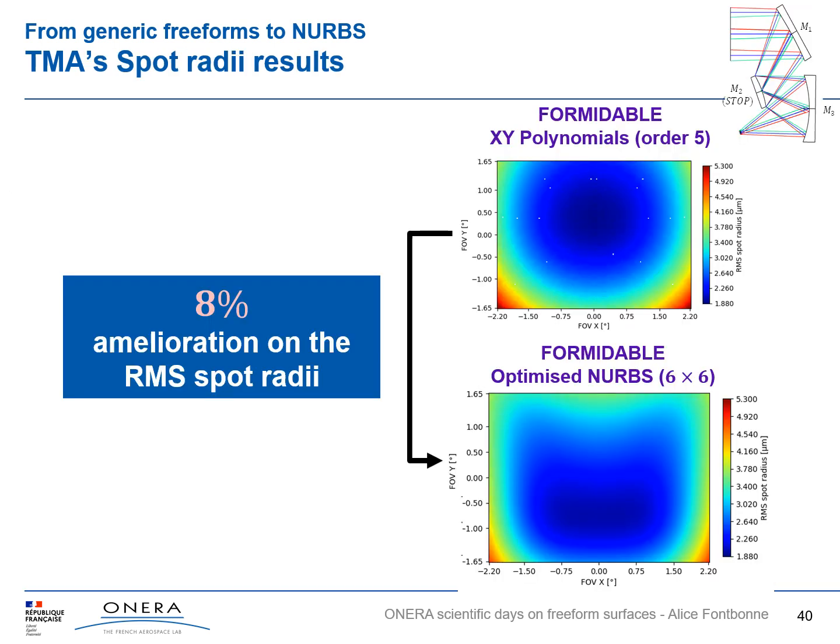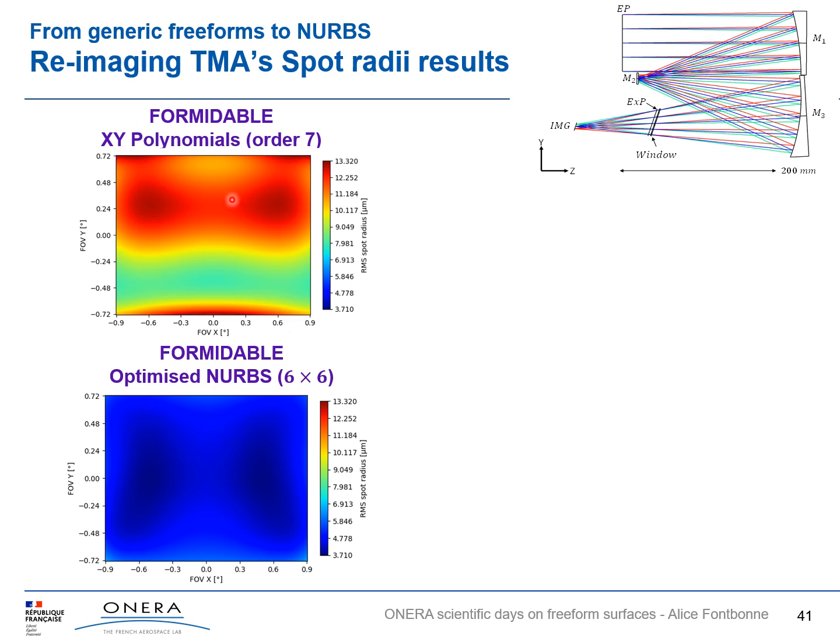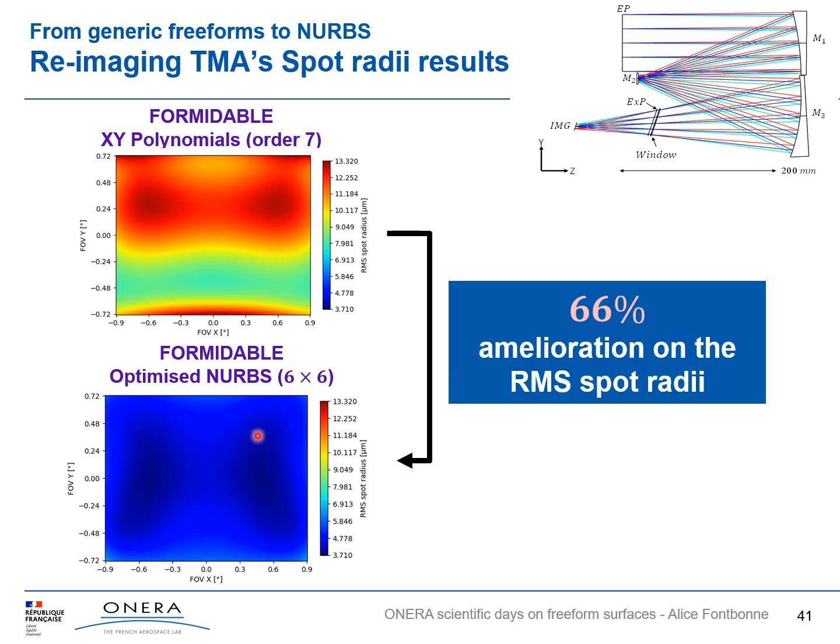About the second results, so not the freeform TMA, but the reimaging TMA. Here with the polynomial of order 7, we have a map like this at the beginning, and doing the same conversion into NURBS, we obtain something like that with the same color bar here and here. And this time we have a 66% improvement on the RMS spot radii, and this is very nice.